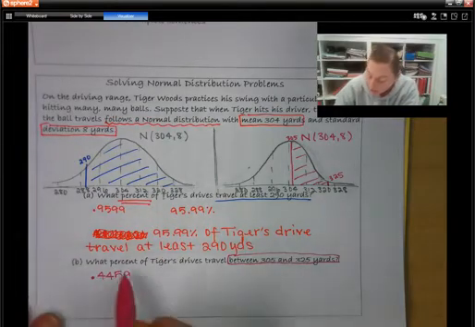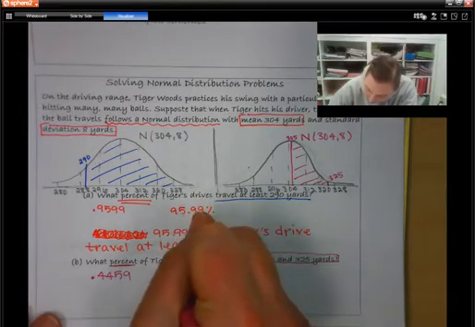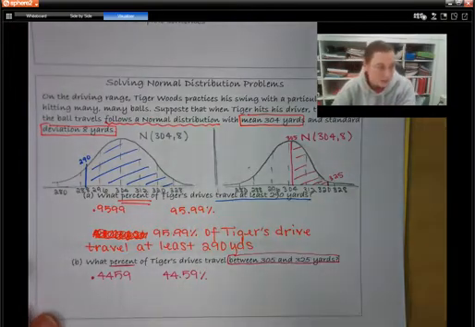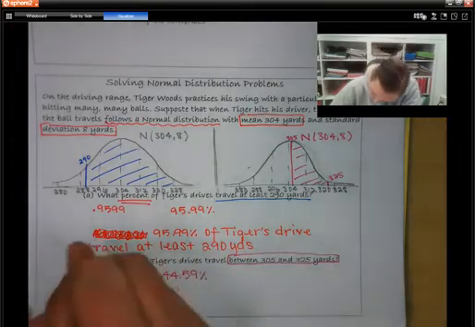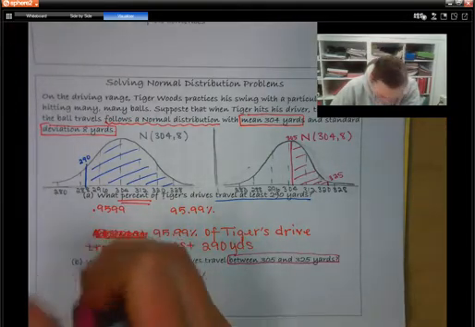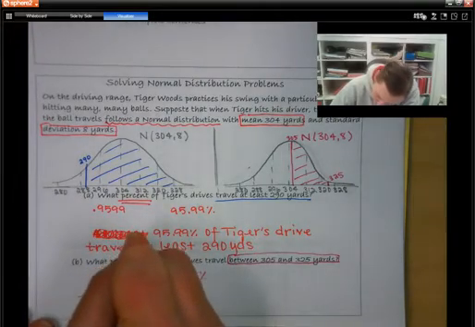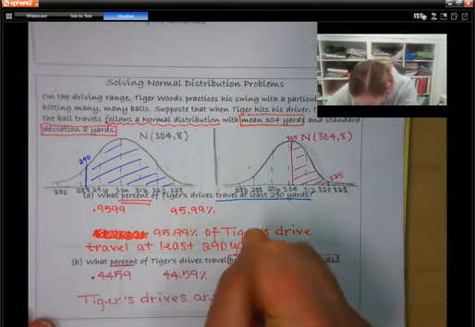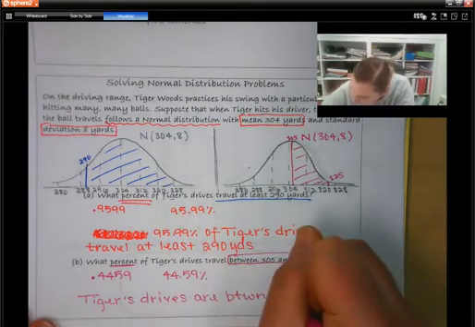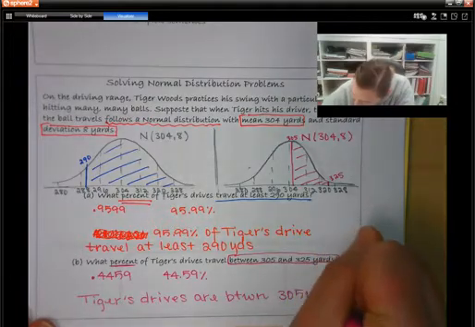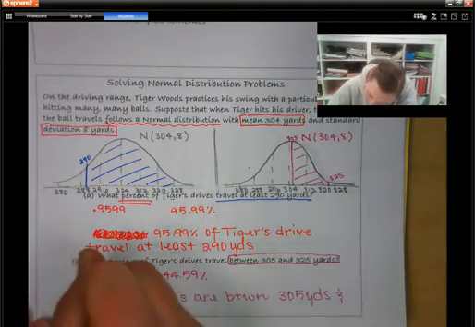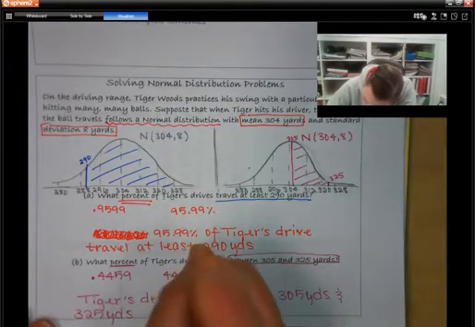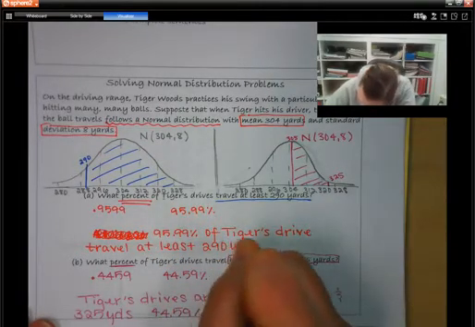So again, on this one, it's asking for a percent, so we're going to change that to 44.59%. And then we're going to put it in a complete sentence with context. So, Tiger's drives are between, abbreviating between there, 305 yards and 325 yards, 44.59% of the time.